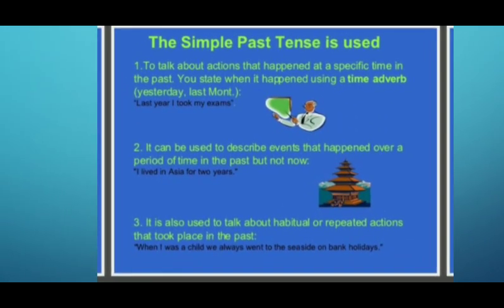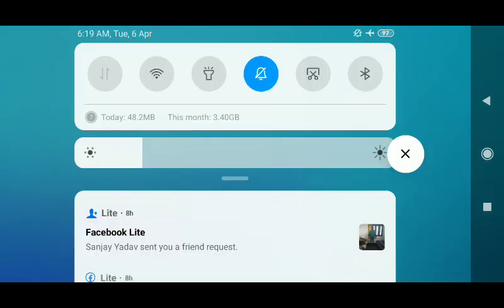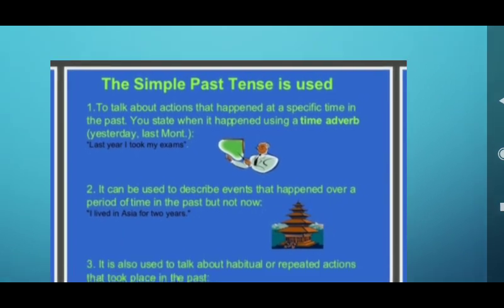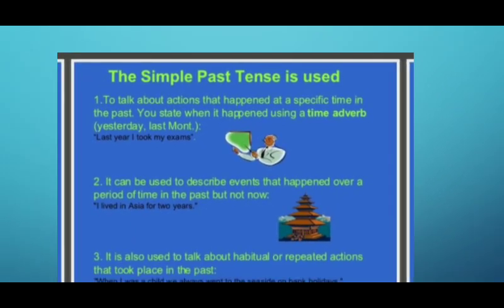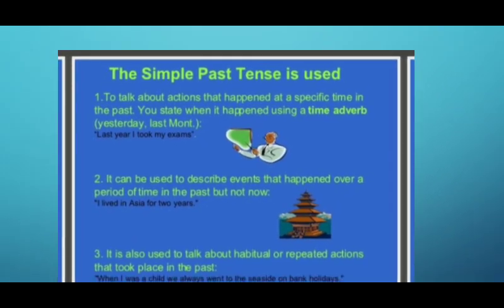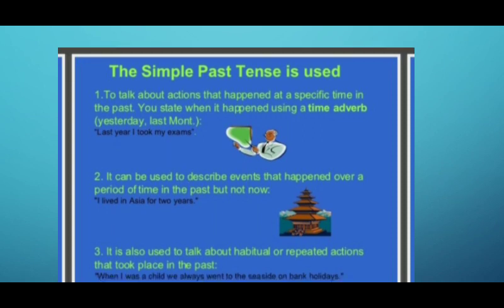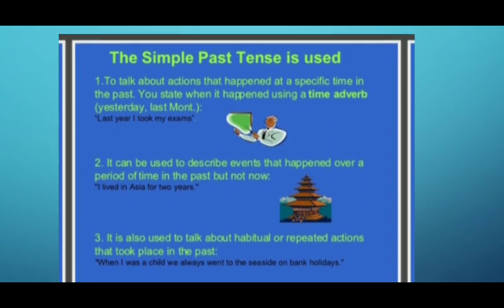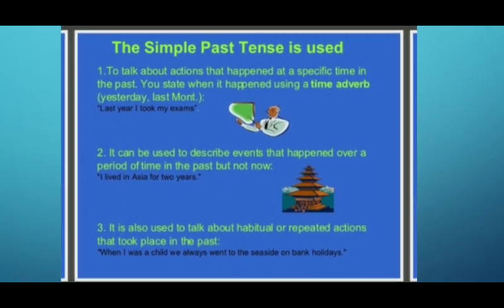How can we use the simple past tense? Simple past tense is used to talk about actions that happened at a specific time in the past. You state when it happened using a time adverb like yesterday, last month, last year. For example, last year I took my exams.